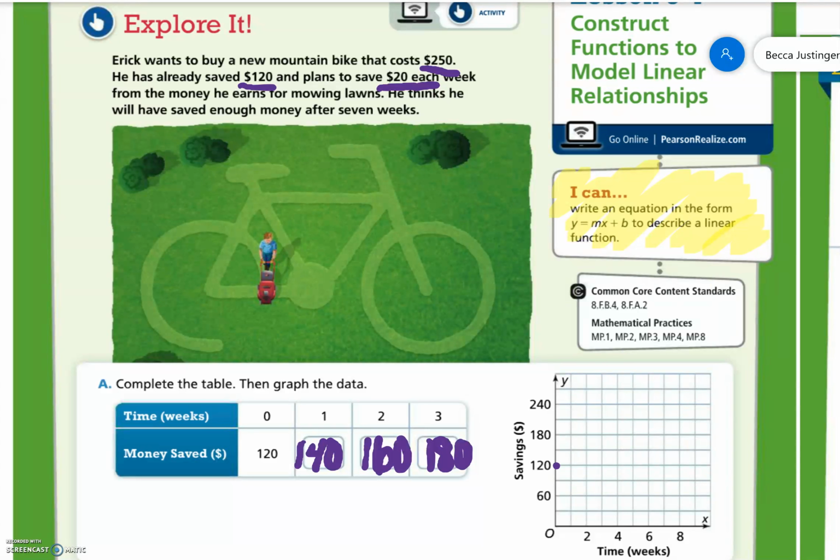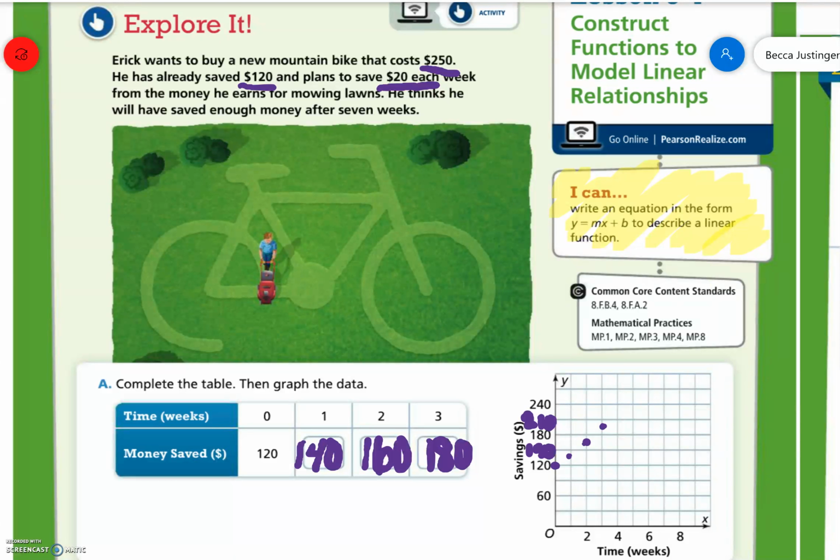At time 0, I'm at 120. I've got to figure out what my scale is here. Between 120 and 180 is 60. So halfway between that is going to be 150. Halfway between 180 and 240 is going to be 210. So at time 0, we're at 120. At time 1, we're at 140. Time 2, we're at 160.